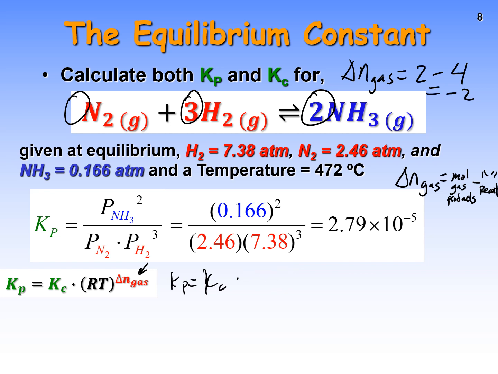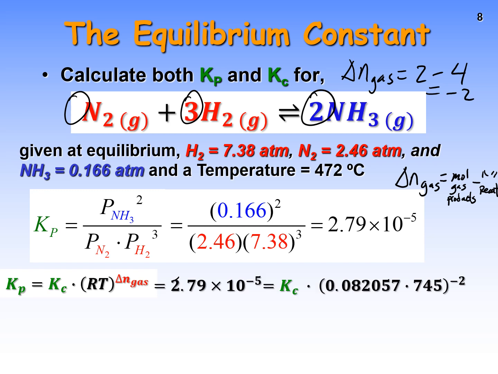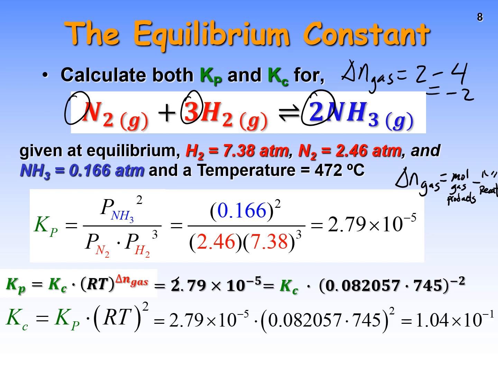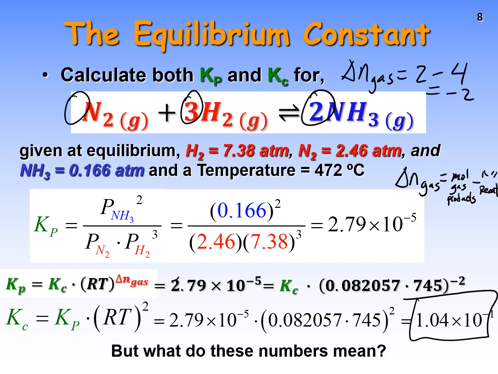Now, if we're at 472 and we have all that other information, we have Kp, we can actually say that 2.79 times 10 to the negative 5 is equal to Kc times the ideal gas constant times 472 Kelvin, taken to the power of negative 2. And I can just rearrange this equation a little bit and get my Kc value. But what do these numbers really mean?